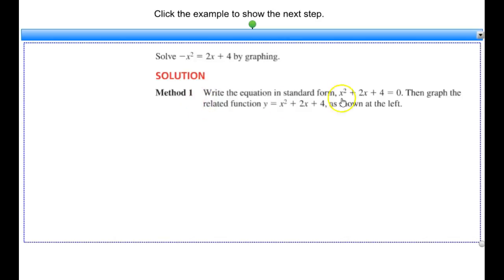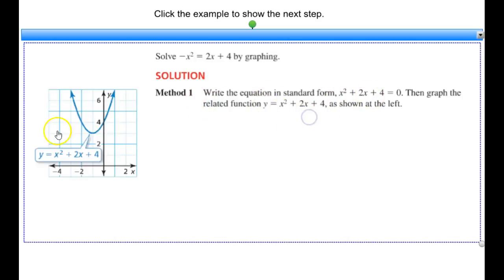So let's look at this example too. I want to solve negative x squared equals 2x plus 4 by graphing. The first thing I do is write it in standard form, and then I graph it. And here's what it looks like, right? Once I graph this, I see that my equation is way up here. I see that it doesn't actually cross my x-axis. So there's no solutions for this one.